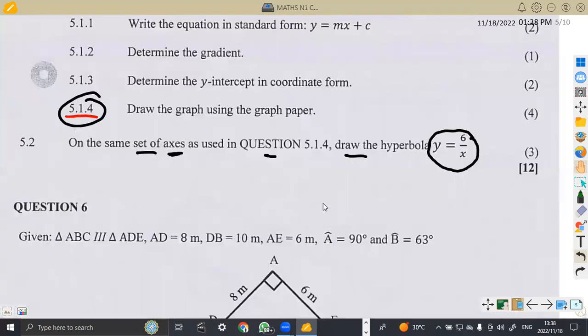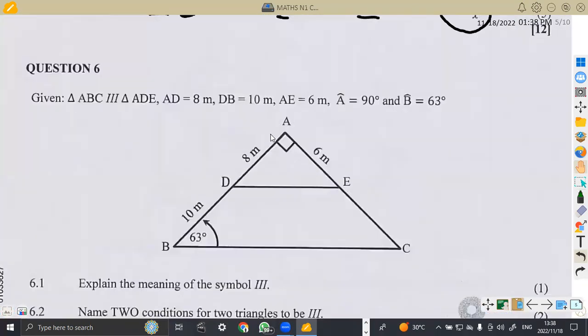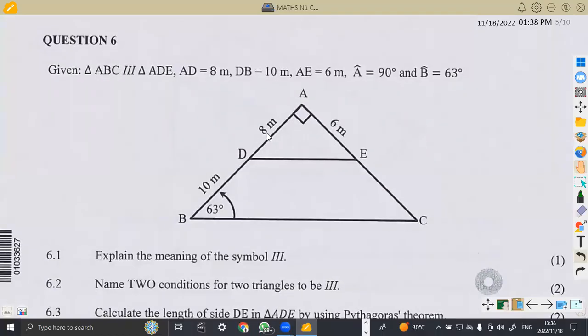Let's see the other part of the question, which is now question 6. We are given triangle ABC and also triangle ADE. These are the two triangles that we have as similar. Triangle ABC is similar to ADE, and we are given all the other values and angles. They want you to explain the meaning of this symbol. So this is just similar, guys.